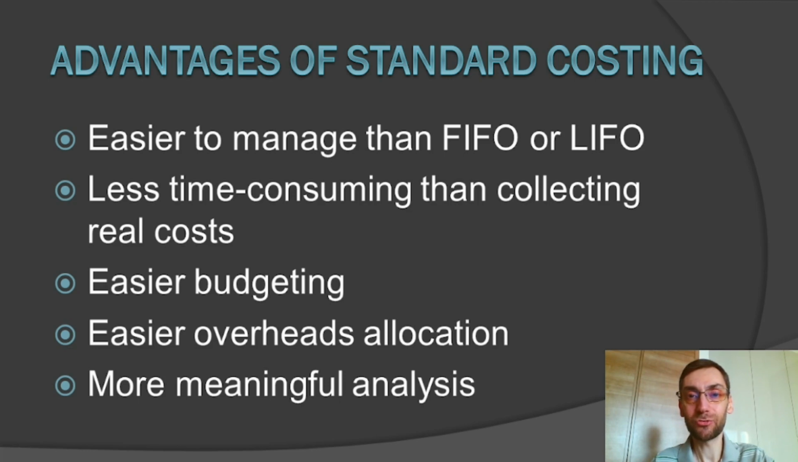Standard cost is also a lot less time consuming because when you want to collect real costs, you have to track every cost happening in your company. If you use standard cost, you just assign a specific cost, say $1 for a unit of a product, and then you don't have to track everything. If you know that you have 100 products of this type in your stock, then it's just 100 times $1, and that's it.